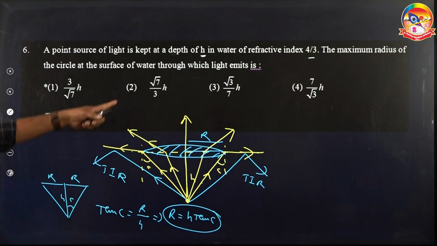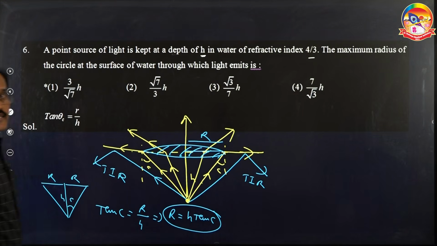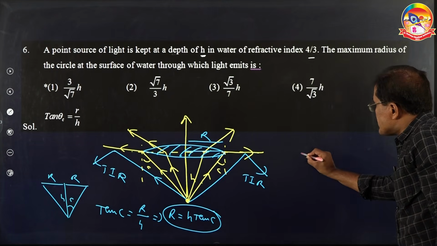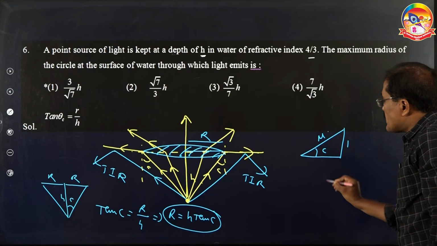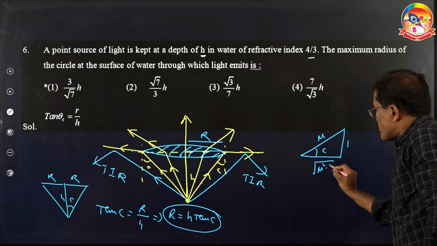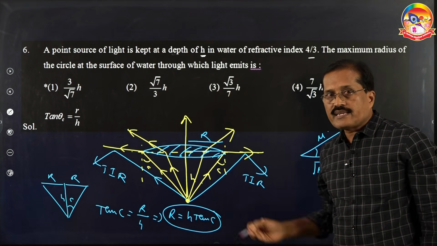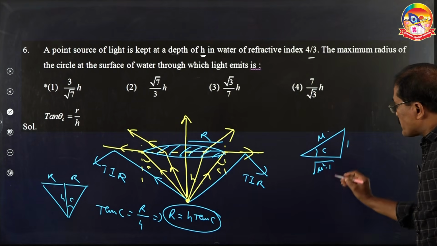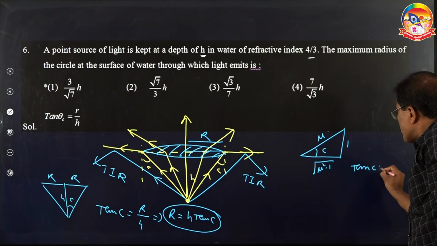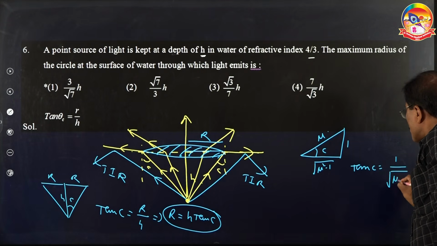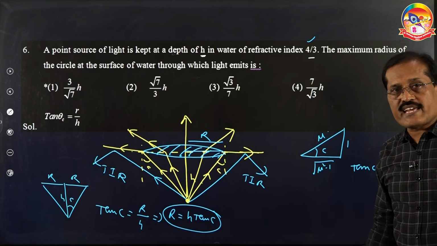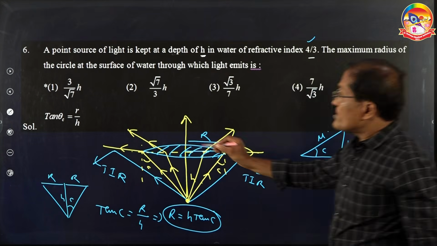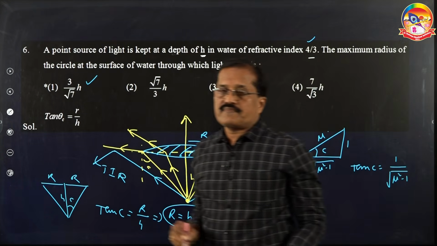So whatever values are given, accordingly you can take them. The refractive index is given, and once the refractive index is given, how to calculate? Tan C, you know, sin C is equal to 1 by mu. Then from the Pythagoras theorem, cos C is equal to under root of mu square minus 1 by mu. Tan C is opposite by adjacent side. Tan C we can calculate, children, which is equal to 1 by under root of mu square minus 1, and mu value is given as 4 by 3. You can substitute, find tan C, and substitute in the final answer. You get the answer equal to 3 by root 7, right.